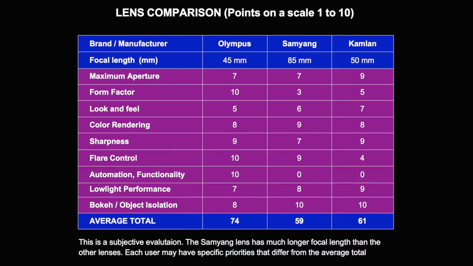Samyang in comparison seems less sharp for f1.4 and f2. From f2.8 and on, the Samyang lens is very sharp. The KamLan 50mm lens can take images with at least the same sharpness as the Samyang lens and perhaps more contrast, even if the image is cropped to the same magnification as the 85mm lens.